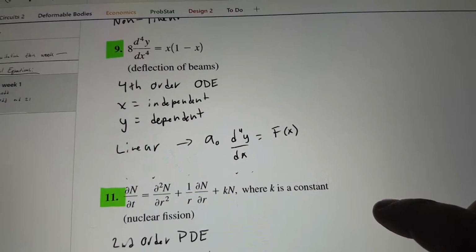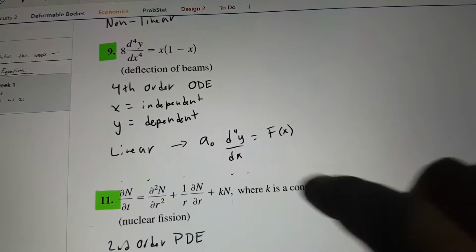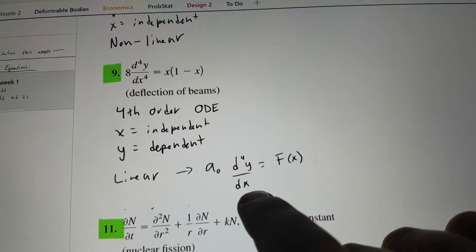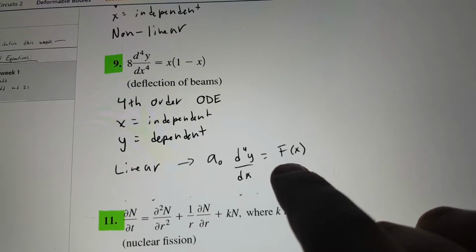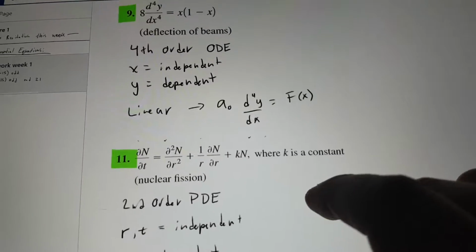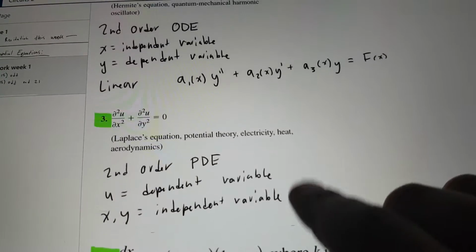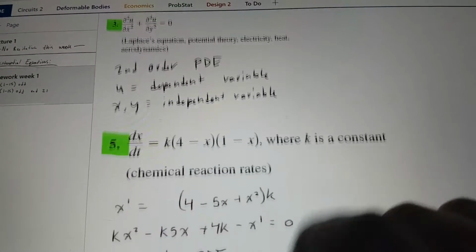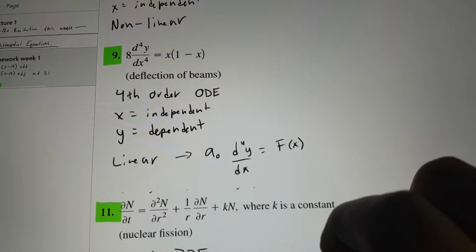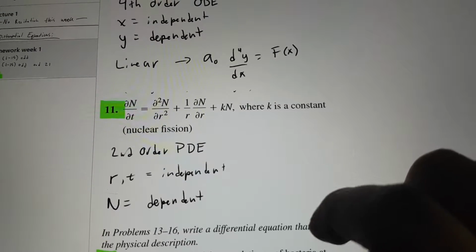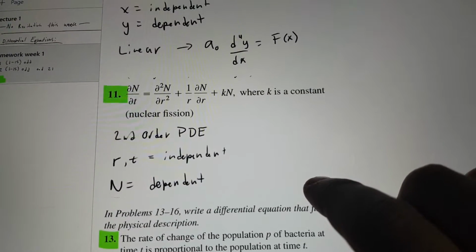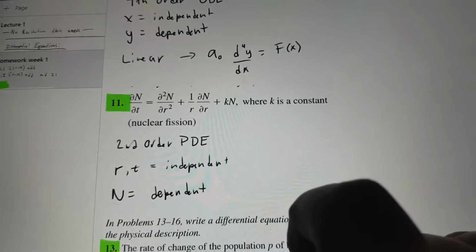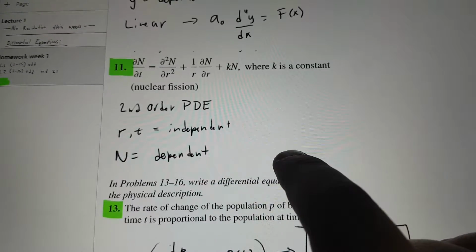It's linear because it's just y quadruple prime, I guess, and then it's equal to f of x. Because normally it needs to be in this form, but these are just 0, but there's a fourth one there, so that's why that works. Let's see, this is partial, it's second order. R and T are independent because these are done with respect to R and this with respect to T, and N is dependent in this case.